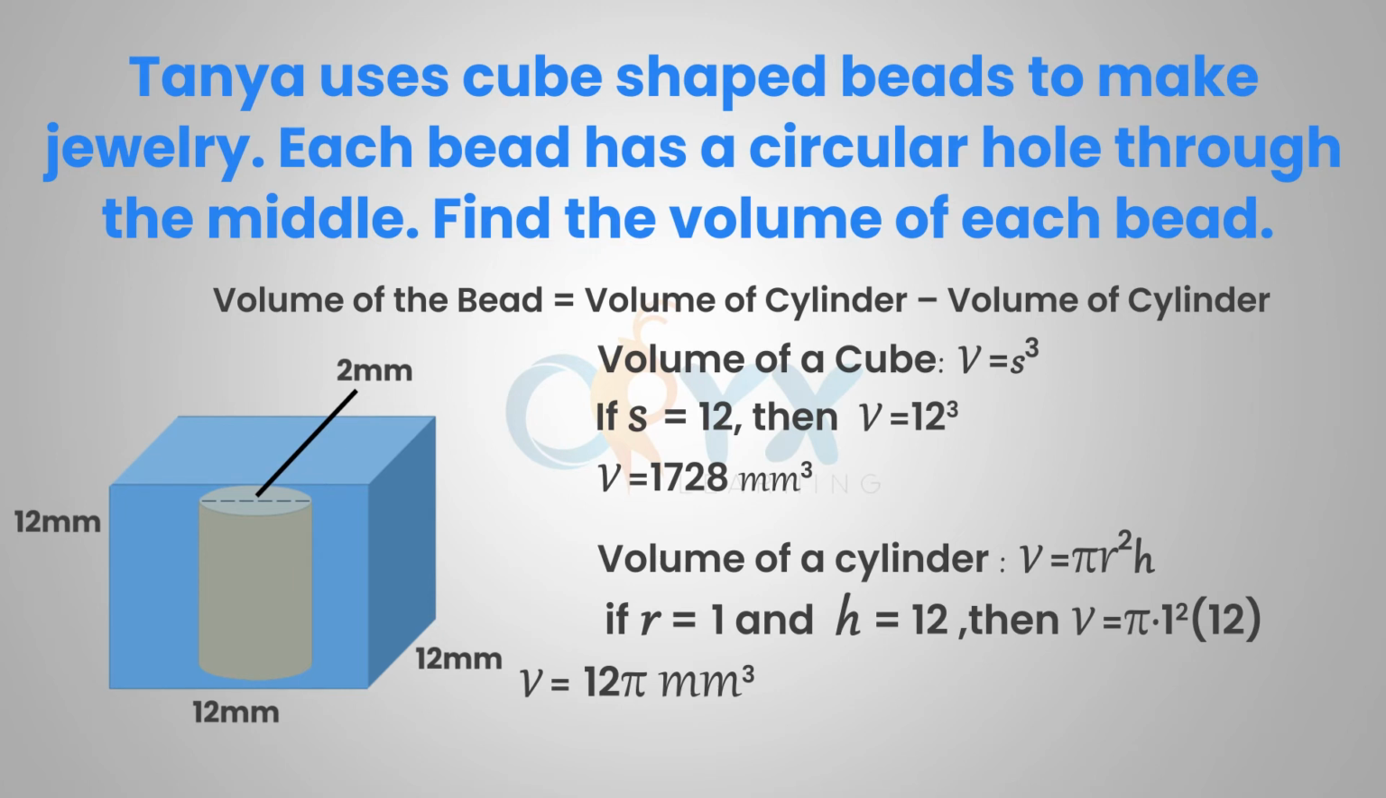To find the volume of the bead, we'll take the volume of the cube minus the volume of the cylinder, which will give us approximately 1,690.3 millimeters cubed.